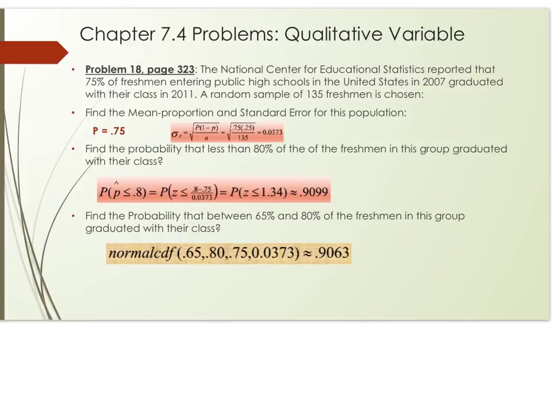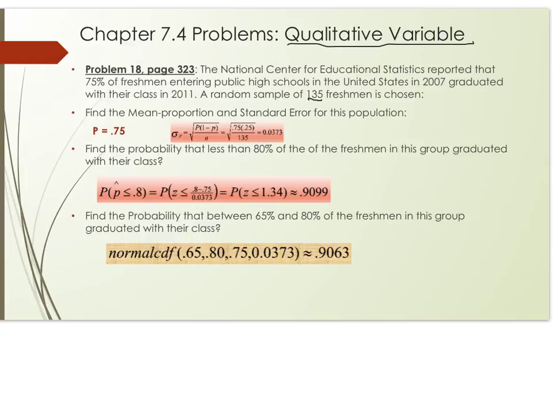So in this section, 7.4, we're going to look at qualitative variables. We're going to start out with problem 18 on page 328. The National Center for Educational Statistics reported that 75% of the freshmen entering public high school in the United States in 2007 graduated with their class in 2011. A random sample of 135 freshmen is chosen. Find the mean proportion and the standard error for this population.